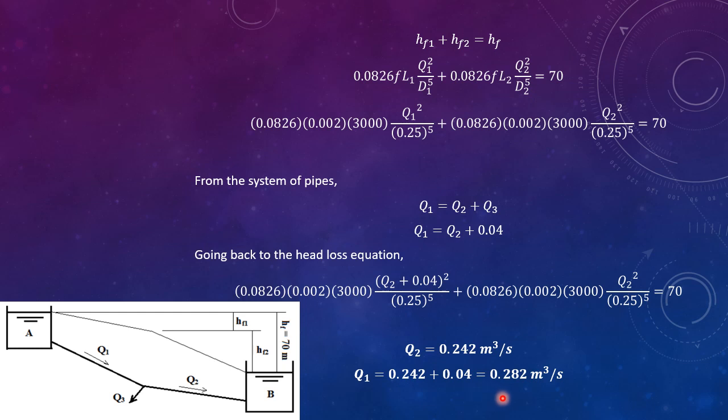And for Q1, that is equal to 0.242 plus 0.04. Q1 is equal to 0.282 cubic meter per second, which is the discharge leaving tank A.